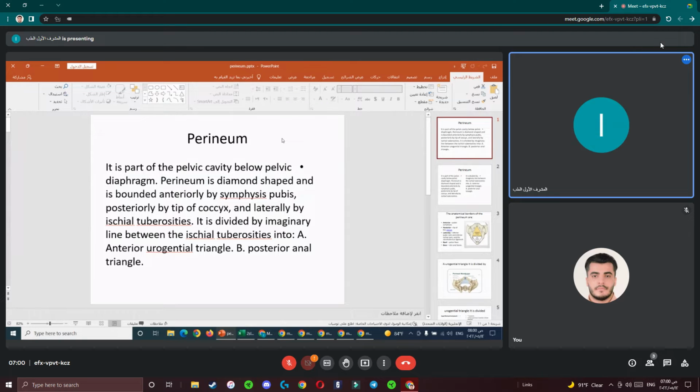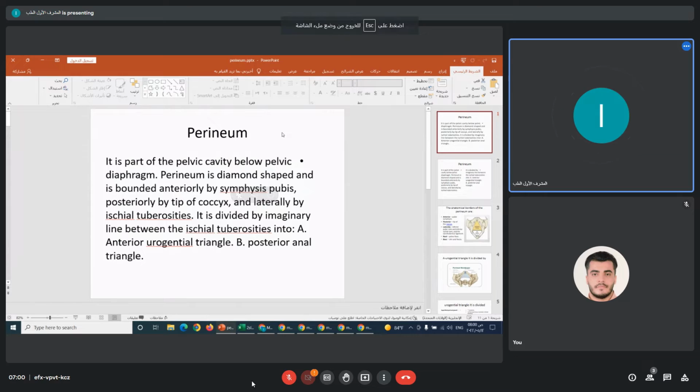محاضرتنا اليوم the last lecture of the abdomen, the perineum. What is the perineum? The perineum is a part of the pelvic cavity below the pelvic diaphragm.